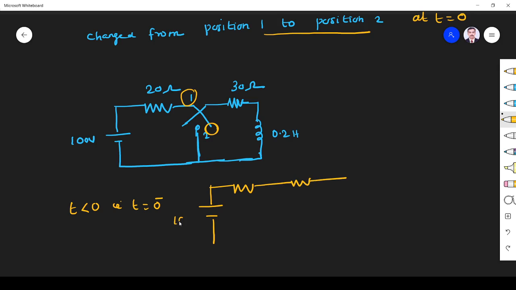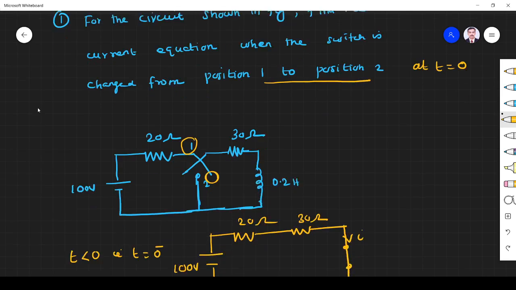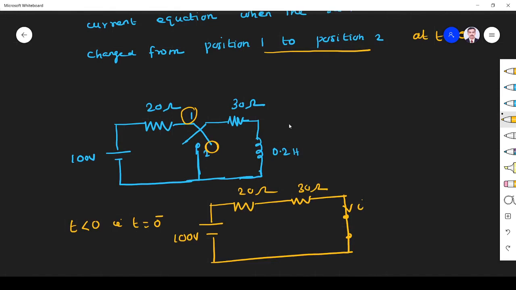So this is 100 volt, this is 20 ohm, this is 30 ohm. Here it is steady state current. So we know that the inductor is short for steady state current, so it will be shorted. Now what is the current flowing through the inductor? They ask the current through the circuit. The current through the circuit is nothing but the current through the inductor.